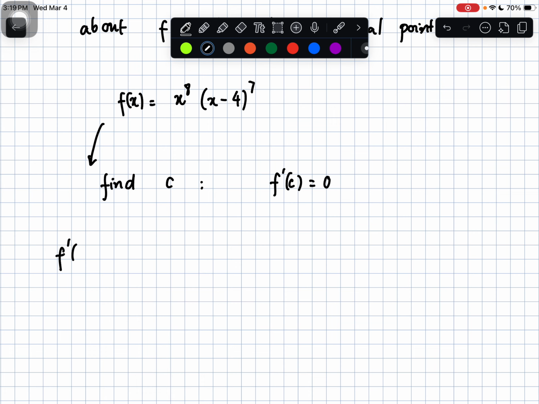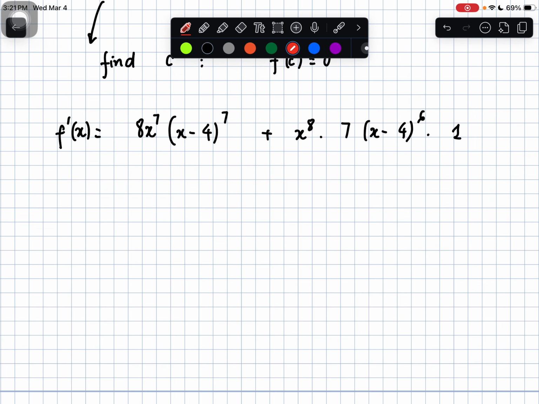So f prime of x is 8x^7 (x minus 4)^7 plus x^8 times 7(x minus 4)^6 times 1. I apply the product rule and the chain rule. This one, we can group x^7 and (x minus 4)^6 outside. So 8x^7 (x minus 4)^6, left over is x minus 4 for the first term. Second term, x^7 (x minus 4)^6, what's left over is 7x.